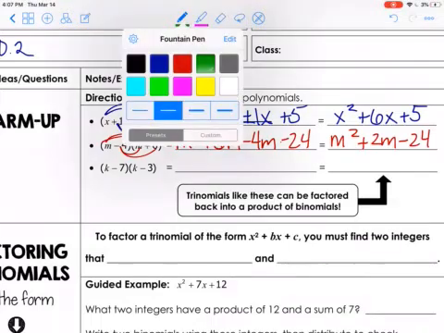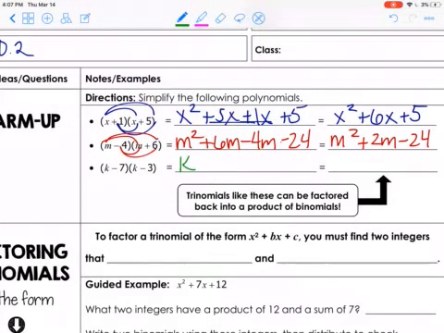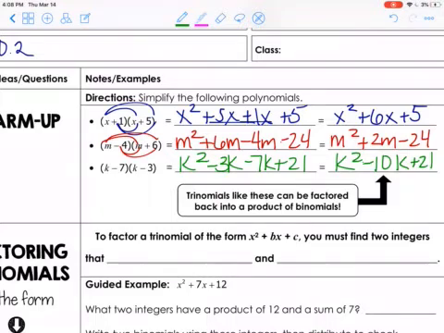Last one was the same thing. FOIL it to get k squared minus 3k, subtract 7k plus 21. So in the middle we had k squared, subtract 10k plus 21. So the only difference is we have different signs in the middle. This is both addition, a plus and a minus and a plus.